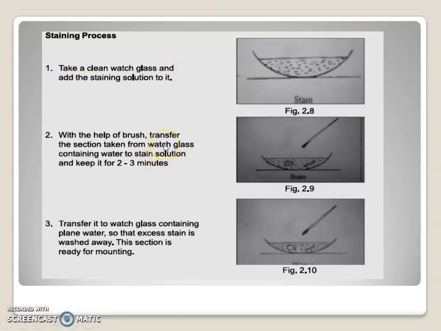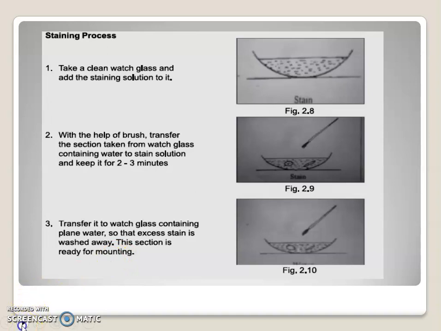From that watch glass, we have to take and keep that section in the watch glass containing stain, for 2 to 3 minutes so that the stain will enter the cell. It will combine with the components of the cell and give the color. Then transfer it to a watch glass containing plain water, so that the excess stain will be removed. And now the section is ready to mount.